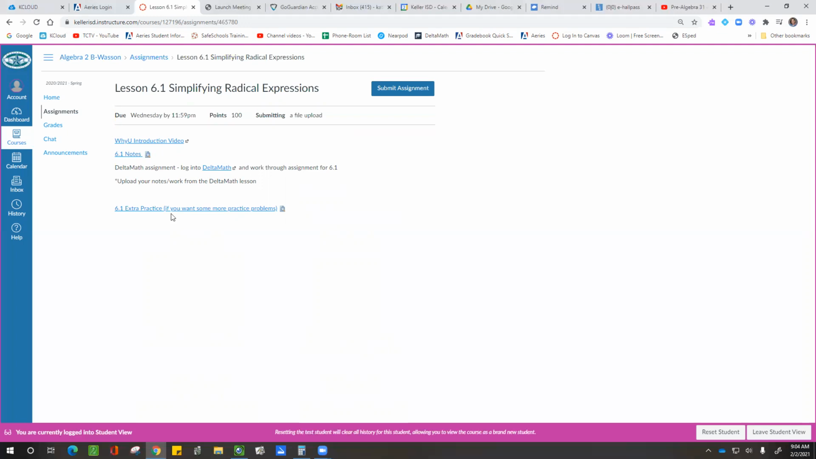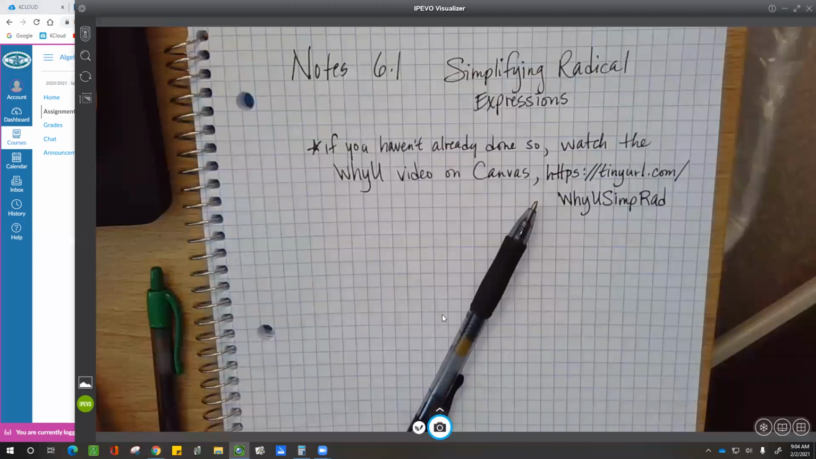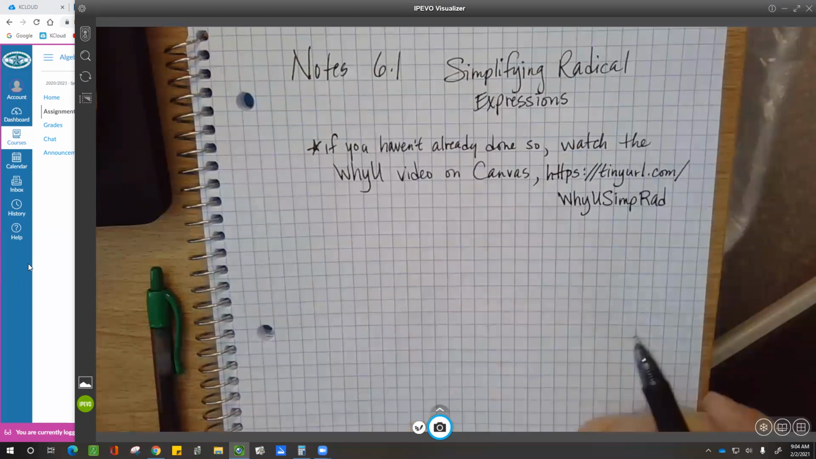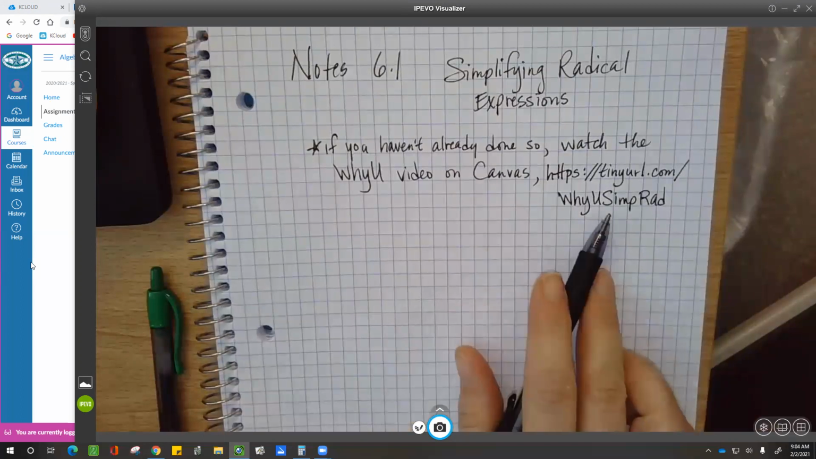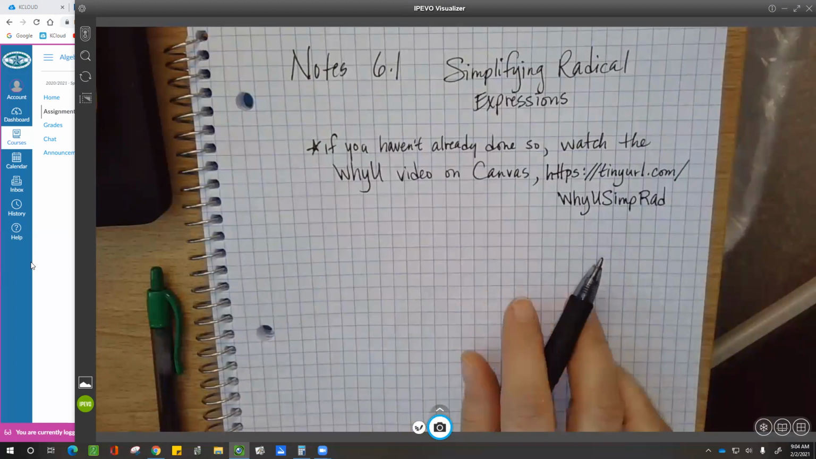I also have extra practice if you'd like some more practice to do sometime over the next couple weeks. And this extra practice is actually where I'm pulling the examples from the notes. So here we go. This is lesson 6-1, simplifying radical expressions. Make sure that you watch the video first. If you haven't done that, go ahead and pause and watch your video and come back.